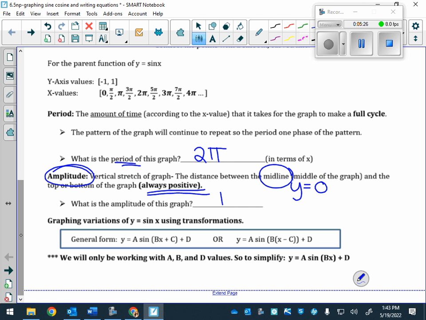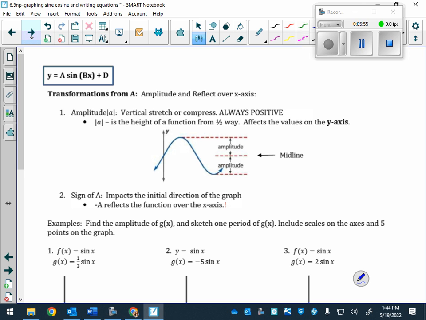Okay, so some of these letters might look familiar in terms of A, C, or D. We saw those with A, H, and K, same scenario. These are very similar to A, H, and K. We're only going to look at, and I might show you some extensions, but using A, B, which is new to us, and D, which is the same. Turn the page.